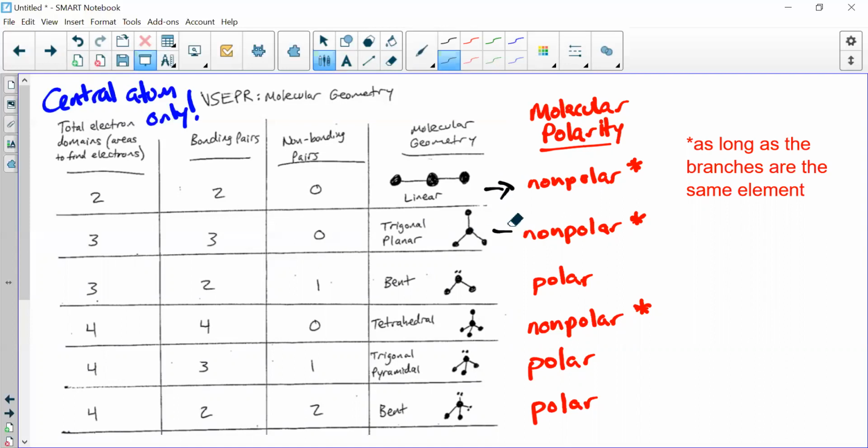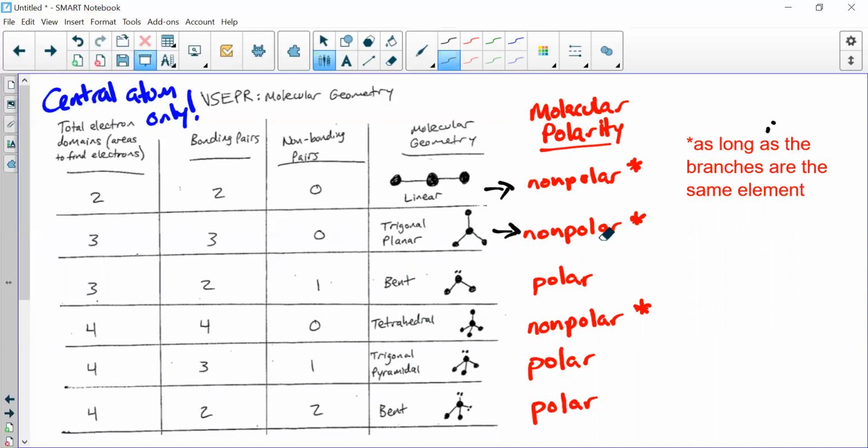Trigonal planar, nonpolar. And I'll talk about this asterisk in a sec. You see where I'm going with this. Bent, polar. Tetrahedral, nonpolar. Trigonal pyramidal, polar. Bent, polar. Now, before I address this asterisk here, look at the image here and the molecular polarity.